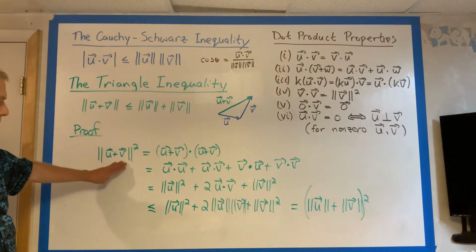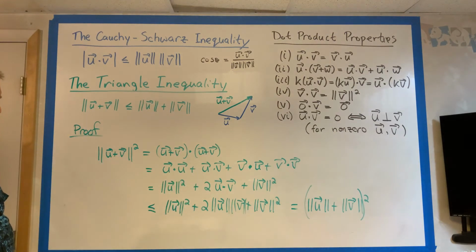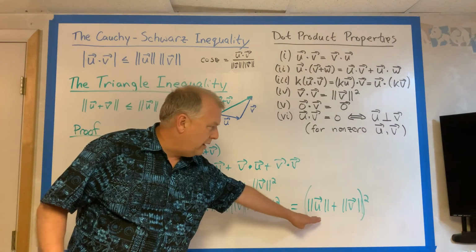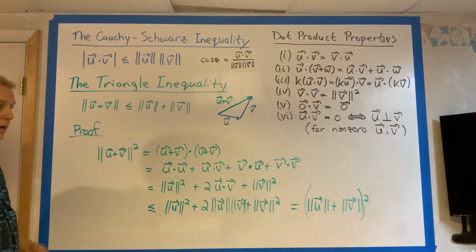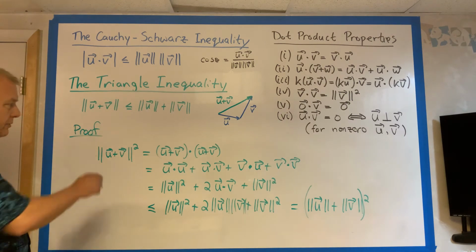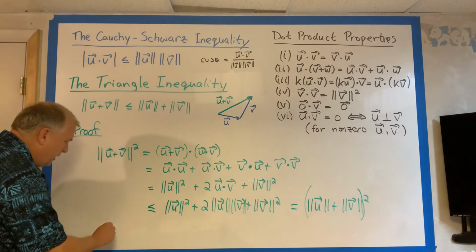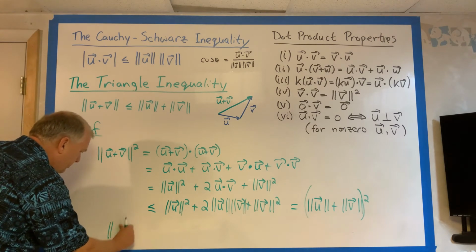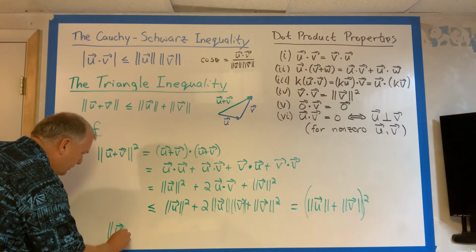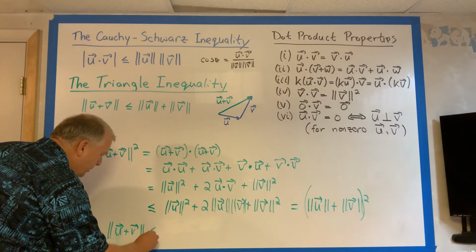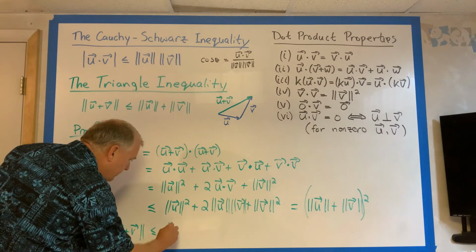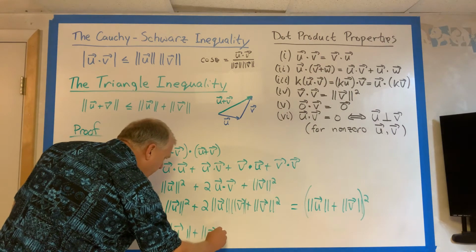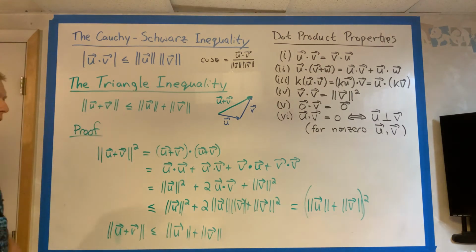So look at the 2 beginning and end. This is a positive number being squared. This is a positive number being squared, non-negative numbers at least. That means if I take the square root of this side, it will remain less than or equal to the square root of that side. Mag u plus mag v. And now we've proved the triangle inequality.